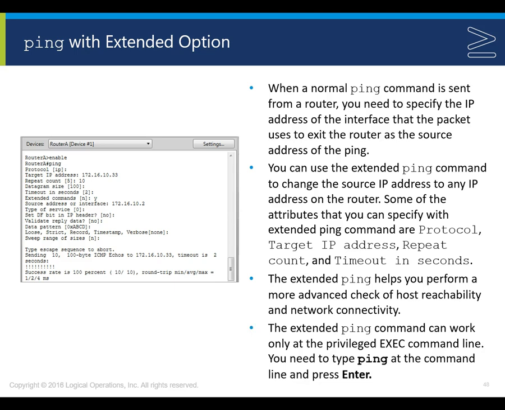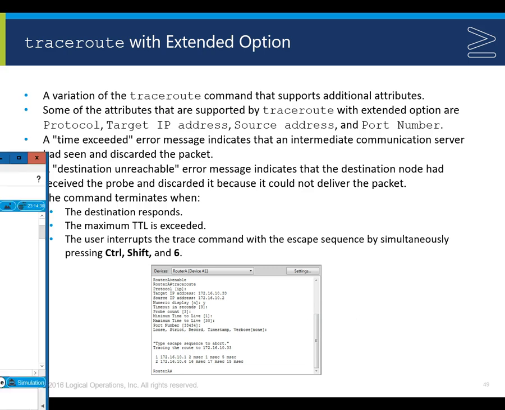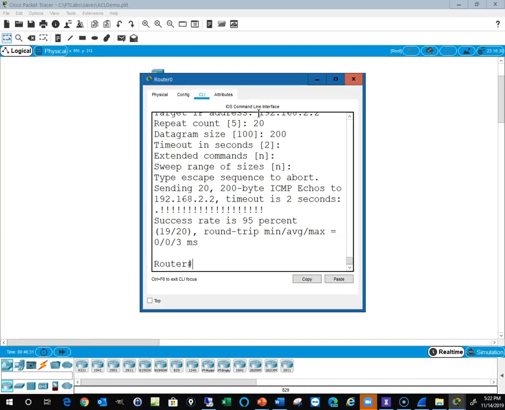So normal ping sends 5 of them from one to the other. With the extended ping, we can set the protocol, the target IP address, the repeat count, the things that we saw on it. Traceroute has a similar sort of configuration available to it.